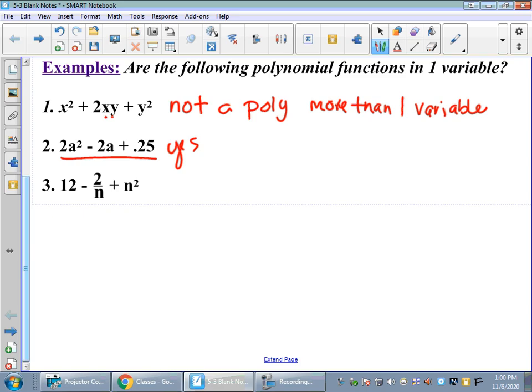The reason it's not is this n in the denominator. You could say the variable's in the denominator. That really is 2n to the negative 1 power. So when the variable's in the denominator, it's a negative power. Another form of this: if you have a square root of a variable, that really means x to the 1/2 power, so that doesn't work either. Those are some of the problems that break the rules.